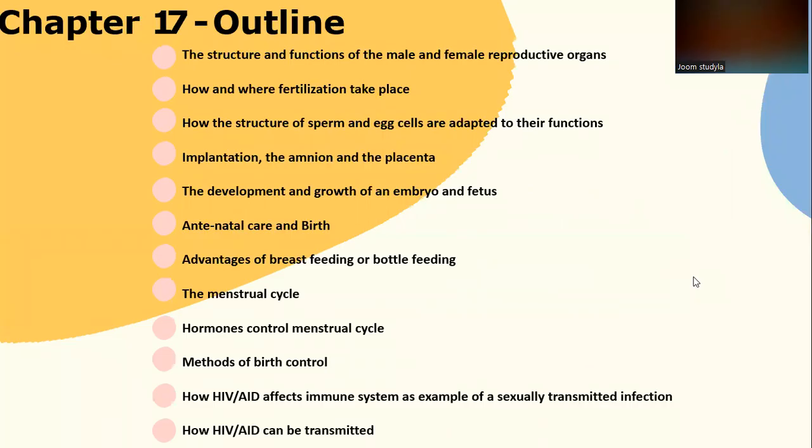In this chapter, we will find out about the structure and functions of the male and female reproductive organs, how and where fertilization takes place, how the structure of sperm and egg cells are adapted to their functions, implantation, the amnion and the placenta, the development and growth of an embryo and fetus, antenatal care and birth, advantages of breastfeeding or bottle feeding, the menstrual cycle, hormone control of the menstrual cycle, methods of birth control, how HIV and AIDS affect the immune system as an example of a sexually transmitted infection, and how HIV/AIDS can be transmitted.